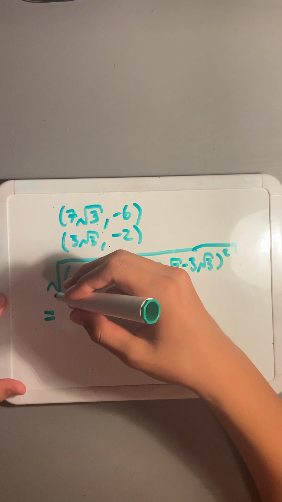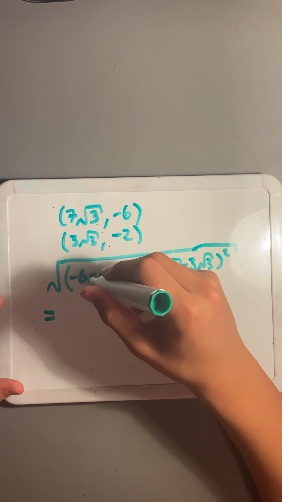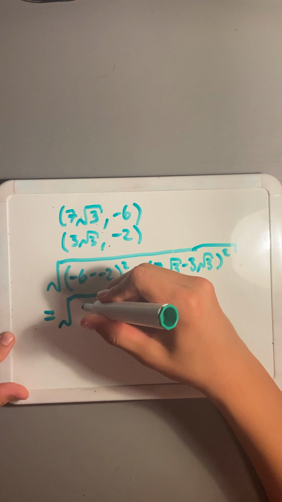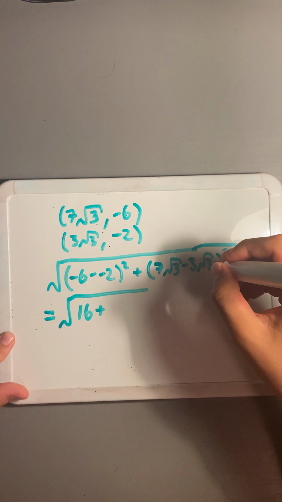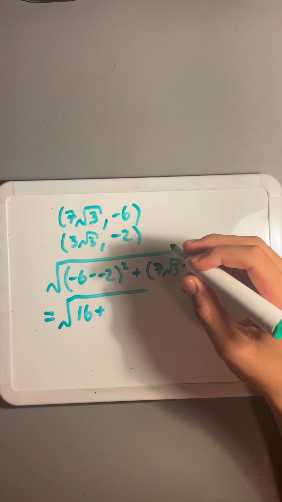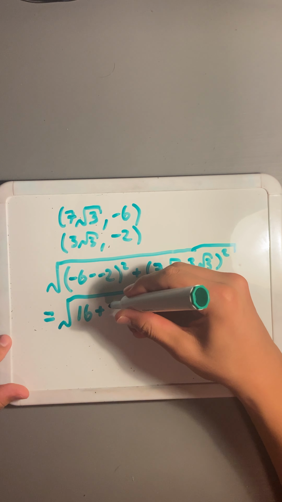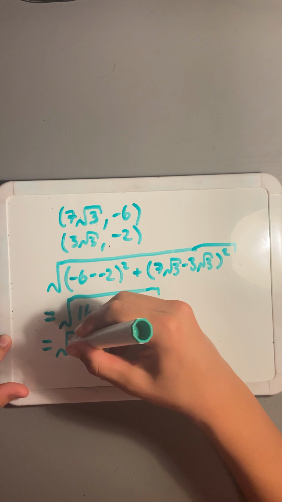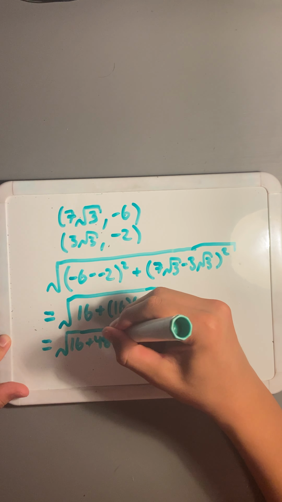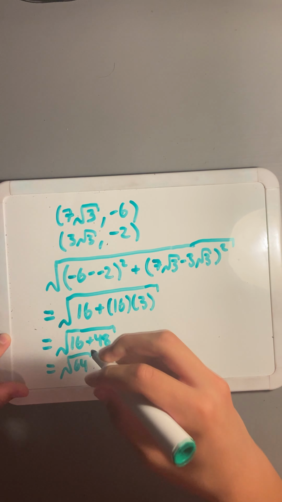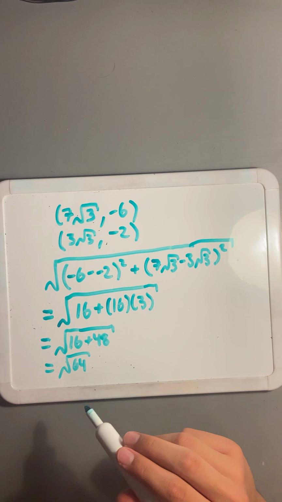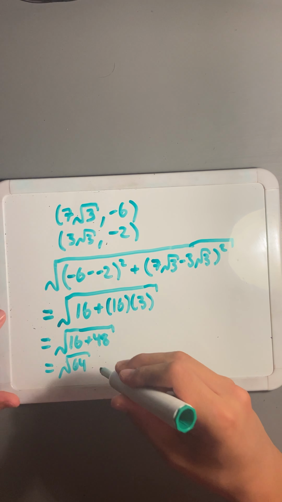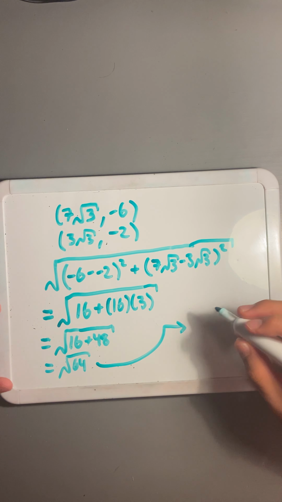It's like a hypotenuse. So this becomes -6 minus -2, which is -4. -4 squared is 16. Plus, this becomes 4 times √3 to the second power, which is 16 times 3. Which is 16 plus 48 in the square root, or square root of 64. Now the square root of 64 has two values, 8 and -8, but because we're smart, we know we can't have a negative value for distance. So our value for distance will be 8.